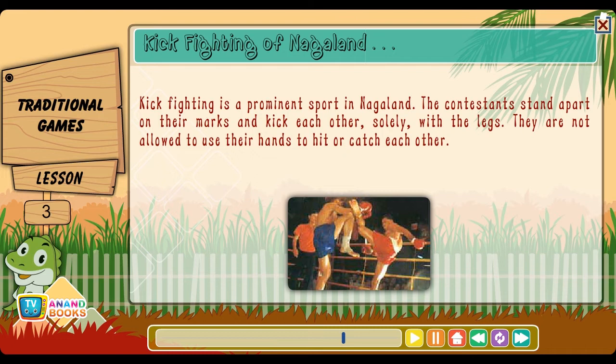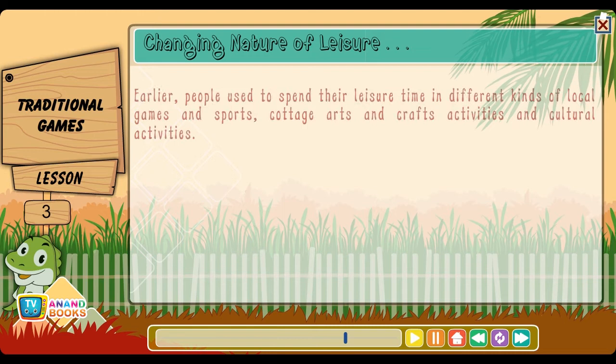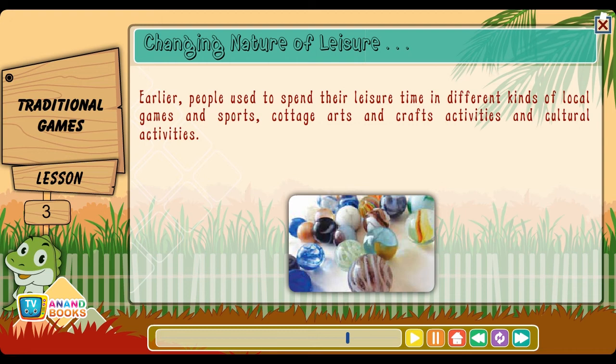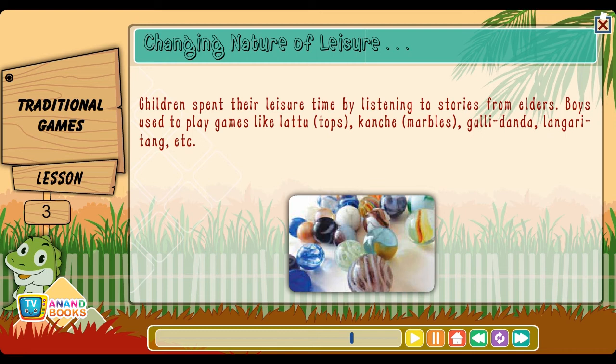Changing nature of leisure. Earlier, people used to spend their leisure time in different kinds of local games and sports, cottage arts and craft activities and cultural activities. Children spent their leisure time by listening to stories from elders.